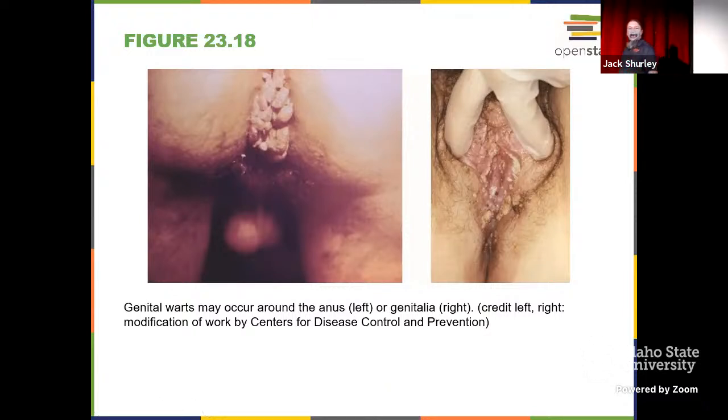Now we'll shift gears to some genital warts. What a way to start your Wednesday morning. Holy cow.